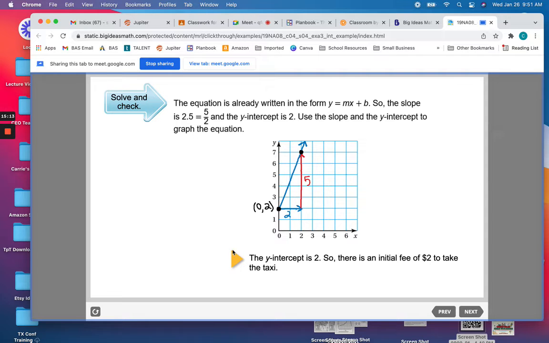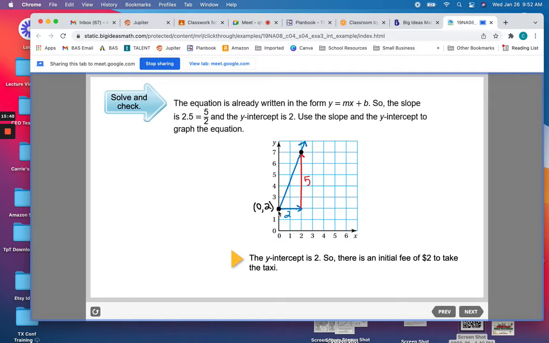The last thing it wants you to do is interpret the y-intercept and the slope. The y-intercept is where your line begins. In the equation y equals mx plus b, the plus 2 at the end means no matter what happens, as soon as you get in the taxi, it costs you $2. It's just a flat fee. So the initial fee is $2 to take the taxi.